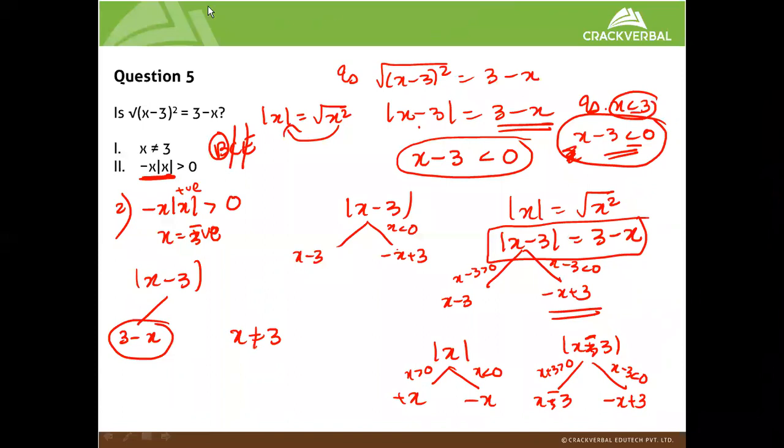Second statement is definitely sufficient because it gives me definite information that x is negative. If x is negative, I know x minus 3 will always be negative, and if it's negative, mod of x minus 3 will always give me an output of minus of x minus 3, which is 3 minus x. Okay with this, guys? You can always cross check. I told you, you can always cross check by plugging in values. So don't shy away from that if you're not getting the analysis of the question.